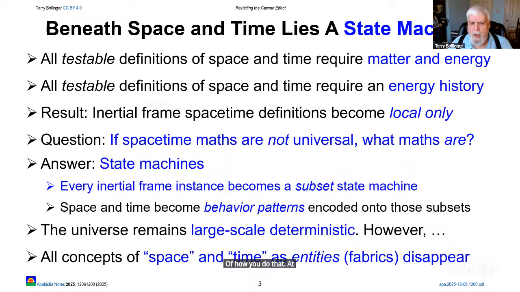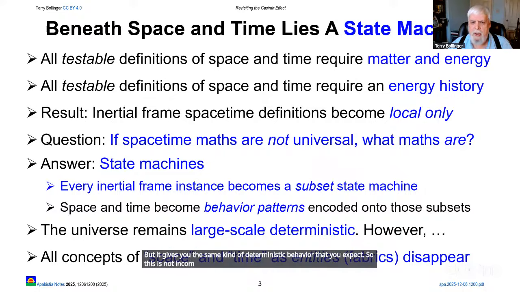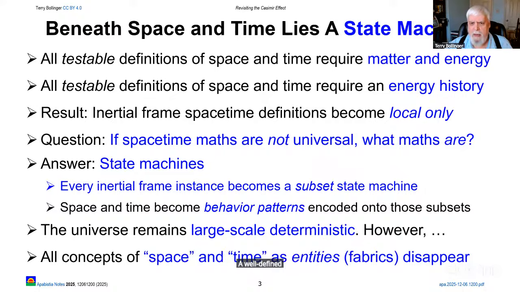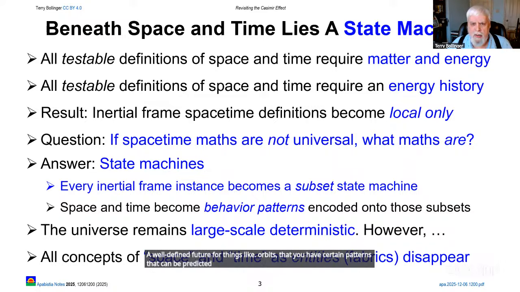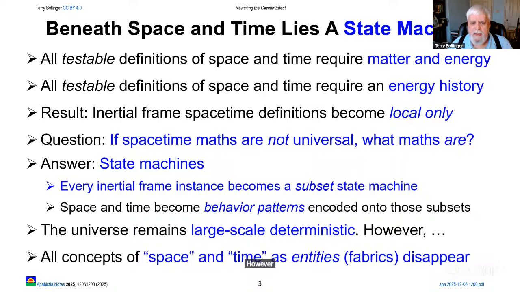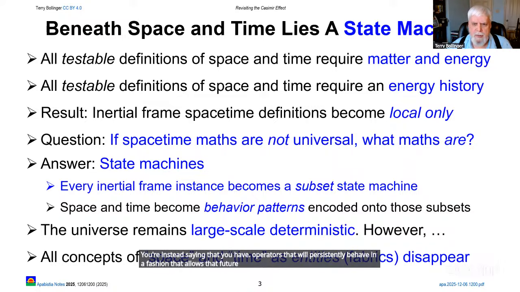At the large scale, a state machine model still gives you, at the large scale only, not quantum, the same kind of deterministic behavior that you expect. So this is not incompatible with the idea that you have a well-defined future for things like orbits, that you have certain patterns that can be predicted over very long lengths of time. However, it does change the way that you interpret how that happens. Instead of saying that that long-term pattern already exists, you're instead saying that you have operators that will persistently behave in a fashion that allows that future to be predicted.